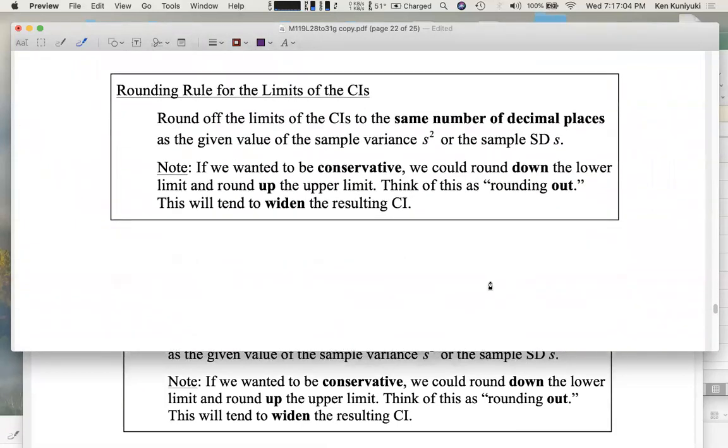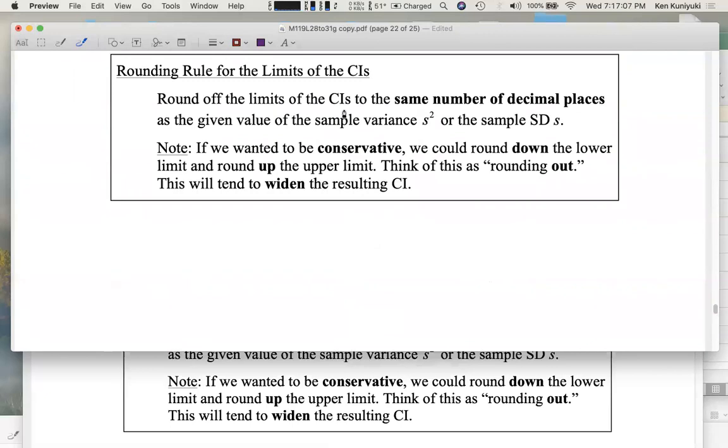Rounding rules. Round off the limits of the confidence intervals to the same number of decimal places as the given value of S squared or S. If we want to be conservative, round out. Round down the lower limit and round up the upper limit, just like before. That will tend to widen the CI a bit.